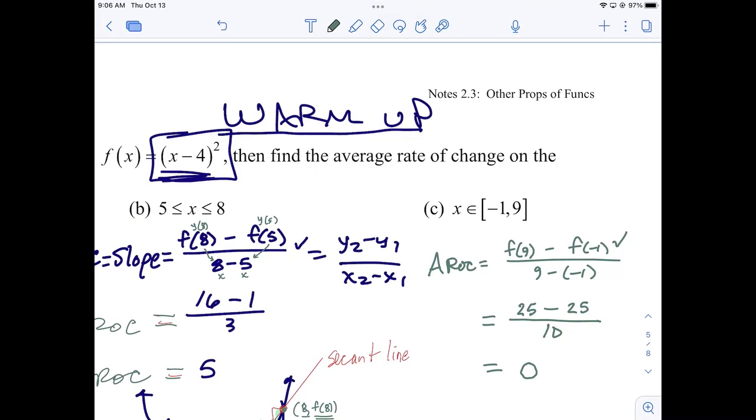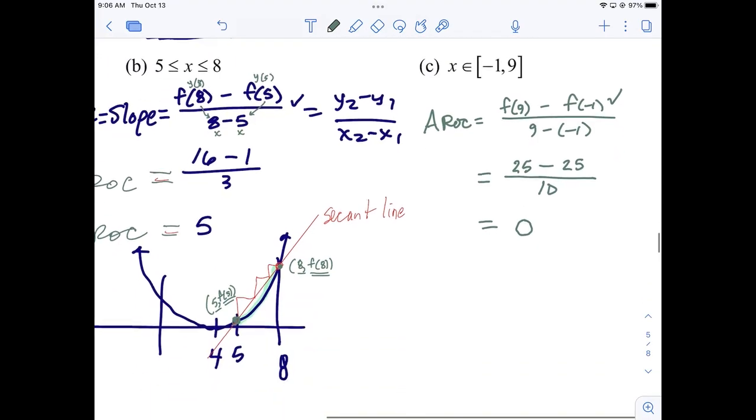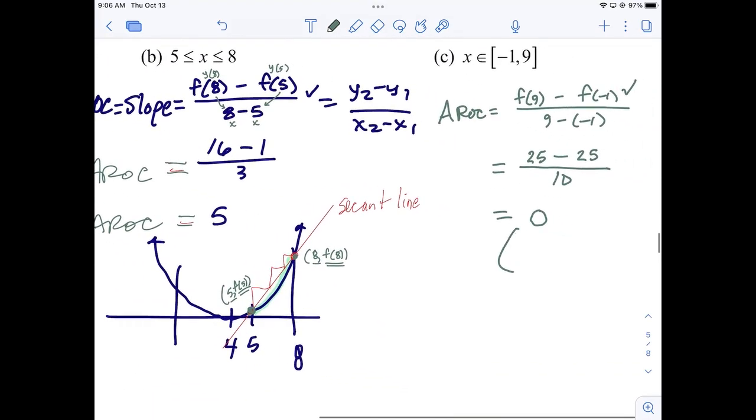Now, what would that secant line look like? What kind of straight line? You did it with your hands. Horizontal. Yes, very good. This is a horizontal secant line.